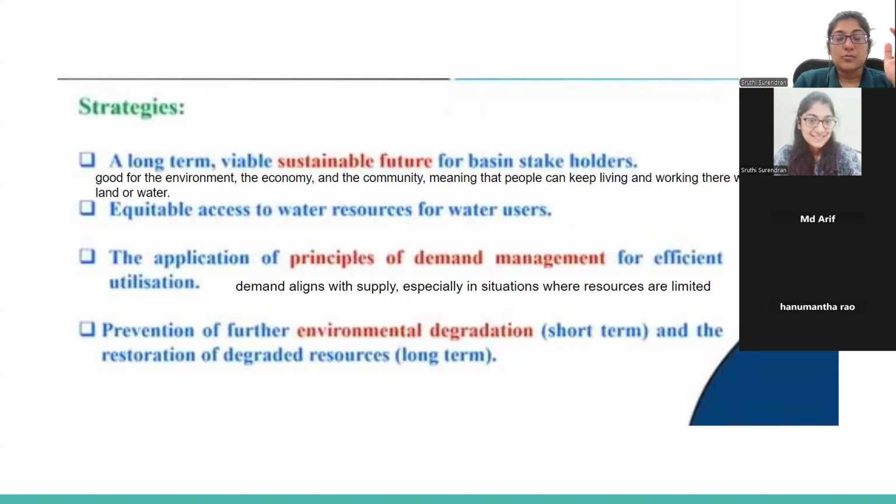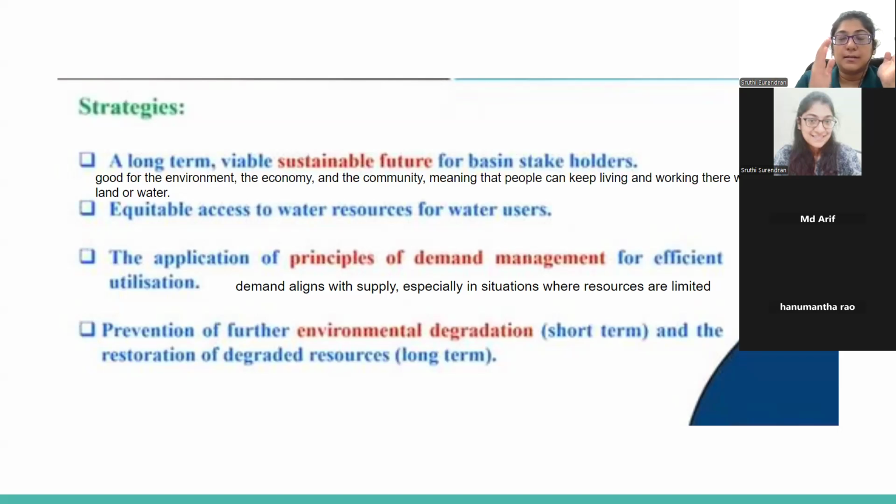That is another equal access means, suppose the domestic requirement and the industrial requirement are going to be different, but just because industry people require more water, it doesn't mean that the same amount of water be provided to domestic users. What is the requirement sufficient? If the domestic people require this amount of water, then all the domestic users need to be provided with that quantity of water.